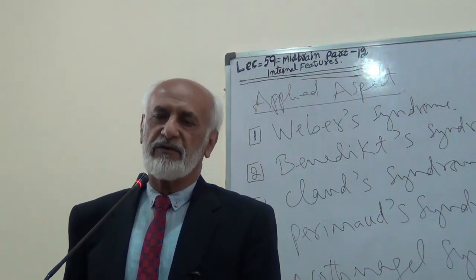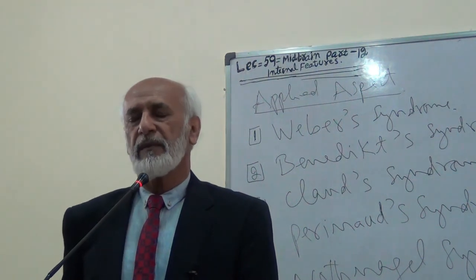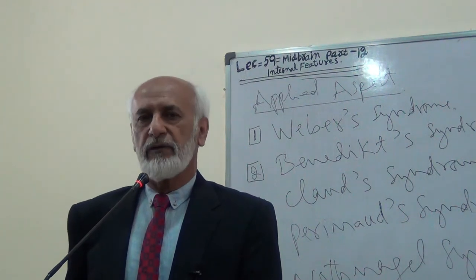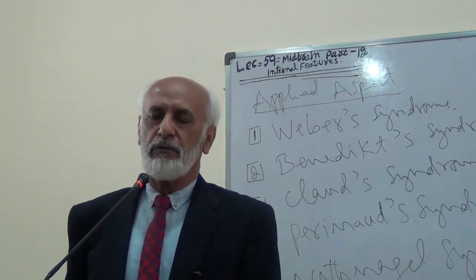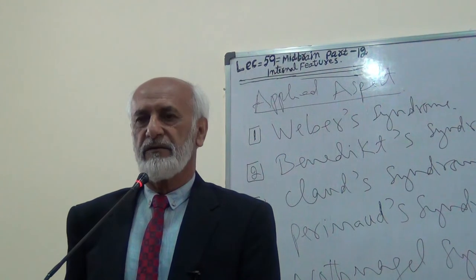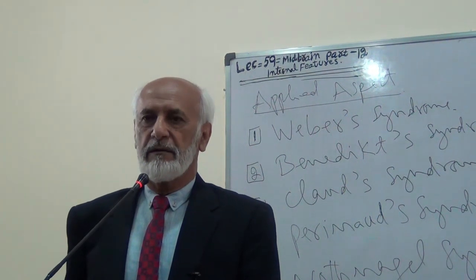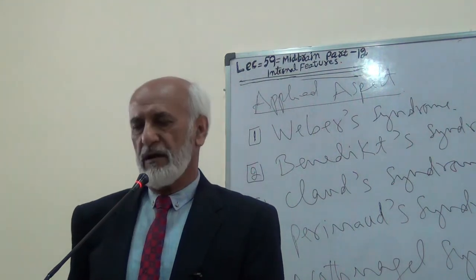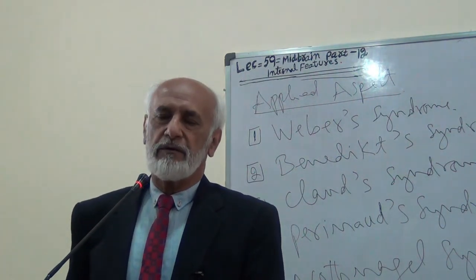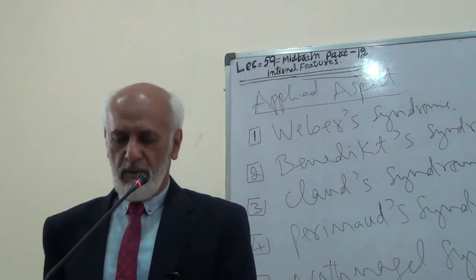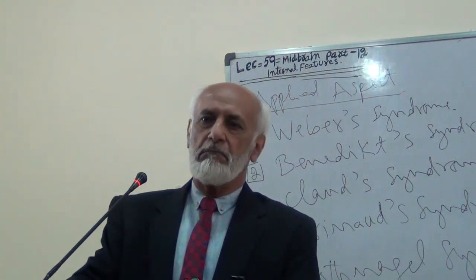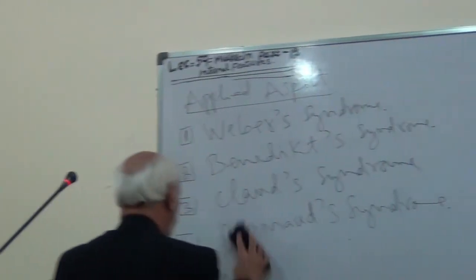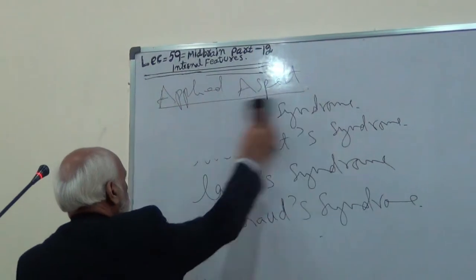So we cannot understand the effects of lesions of midbrain unless and until we know what are the different muscles related to the eyeball, what are their actions, and what are their nerve supply, and what will be the effects of lesion of these nerves. So in today's lecture, we will first talk about the muscles of the eyeball, etc., their nerve supply and their function.